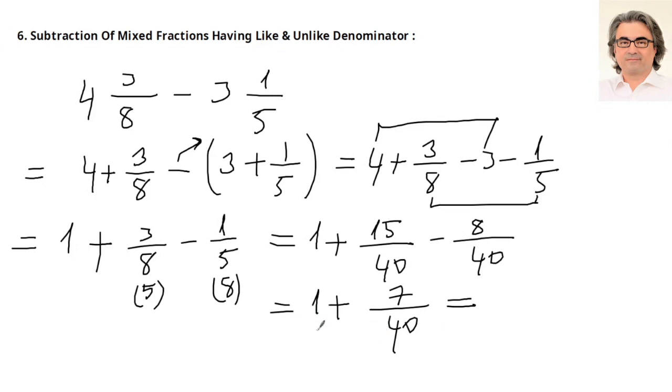Now after that, it means 1 plus 7 over 40. It means 1 and 7 over 40. It comes from the definition of mixed fraction. 1 plus 7 over 40 is 1 and 7 over 40.